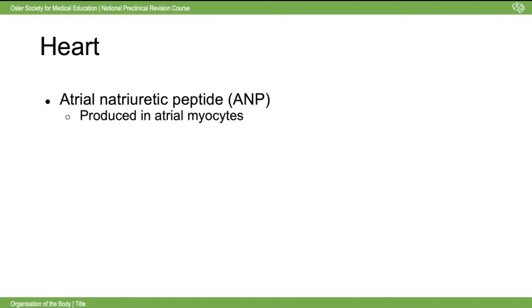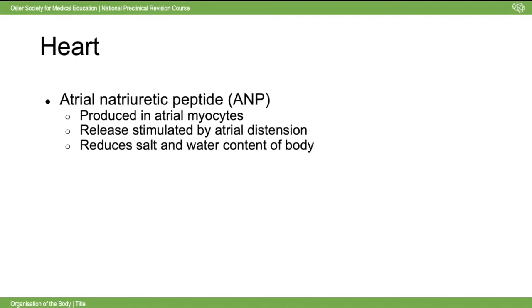And moving on to the heart, it produces atrial natriuretic peptide, and this is produced by atrial myocytes when they're stretched. So when would your atria be stretched? Well, they would be stretched if you have too much fluid inside your bloodstream. So if you have higher blood pressure, then ANP gets released, and it basically does the opposite of the renin-angiotensin-aldosterone system. So it reduces salt and water content within the body.